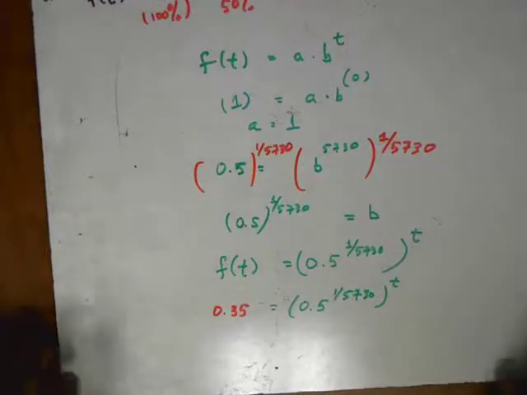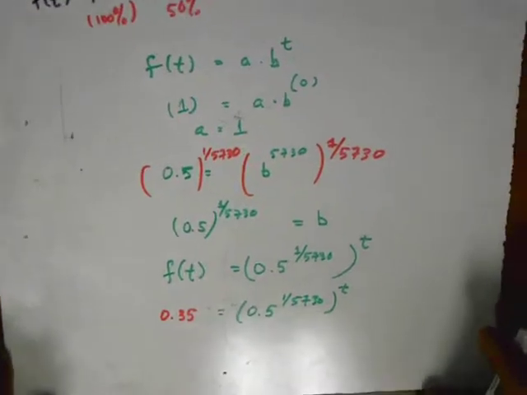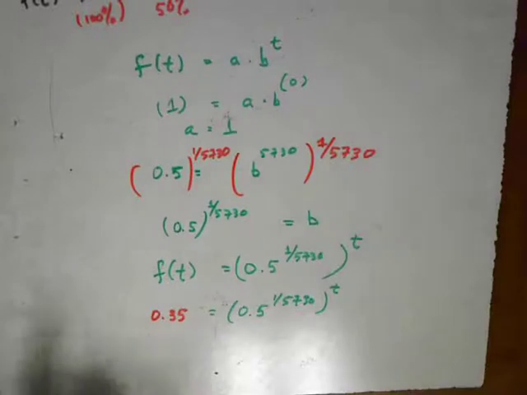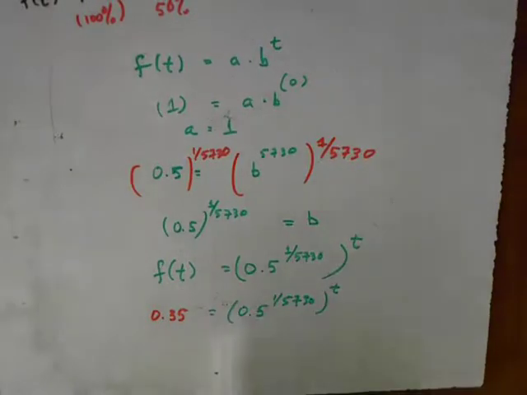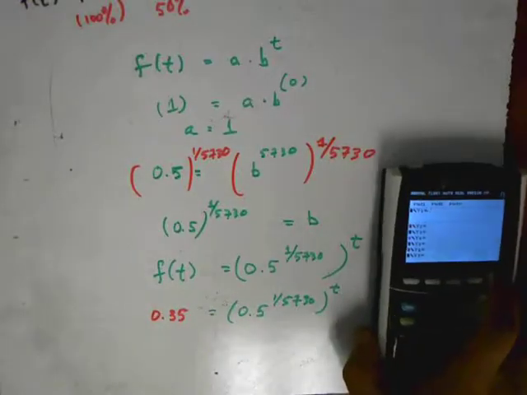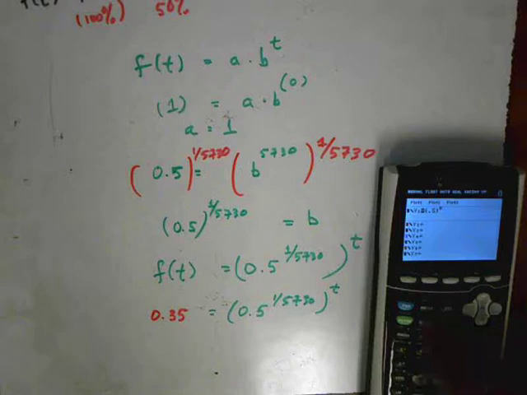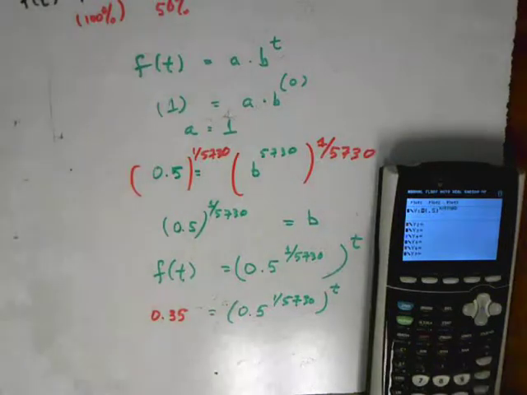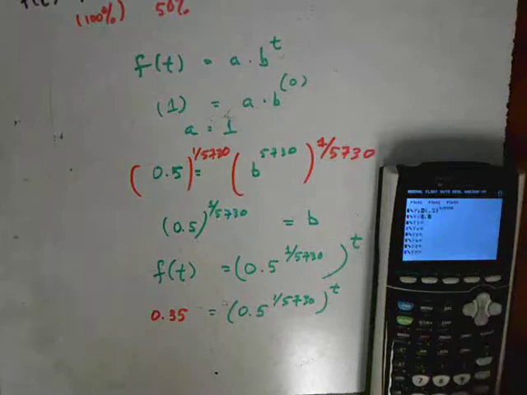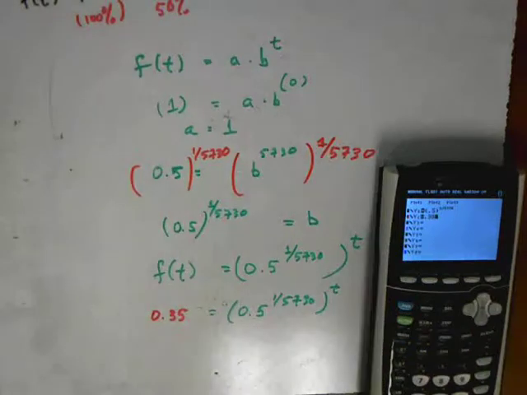And if you remember how to solve this algebraically with logarithms, that's excellent. You should definitely practice doing that. For now, I haven't talked about that yet, so we are going to solve this problem graphically. So my function is 0.5 raised to the t divided by 5730. And the other part is I'm going to look at 0.35.